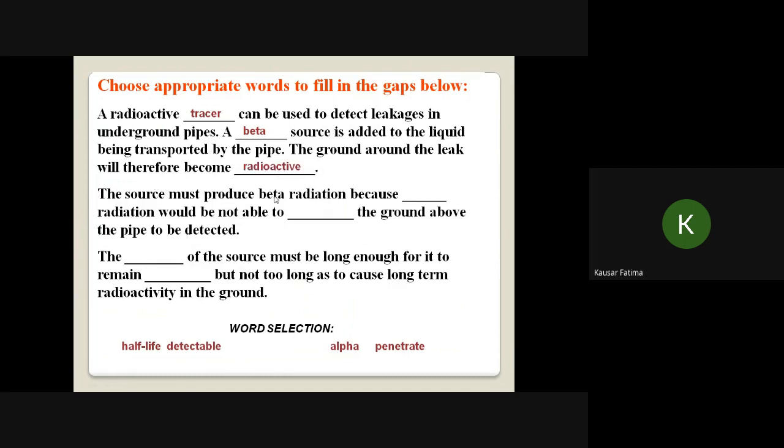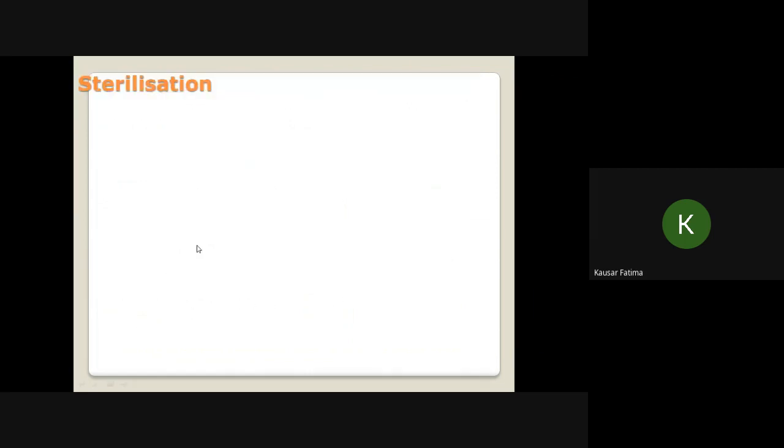The source must produce beta radiation because alpha radiations would not be able to penetrate through the ground. The dash of the half-life of the source must be long enough for it to remain detectable, but not so long as to cause long-term radioactivity in the ground.